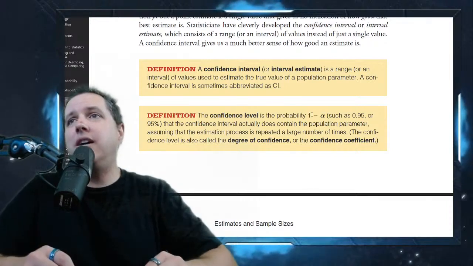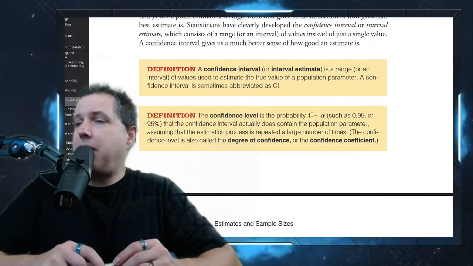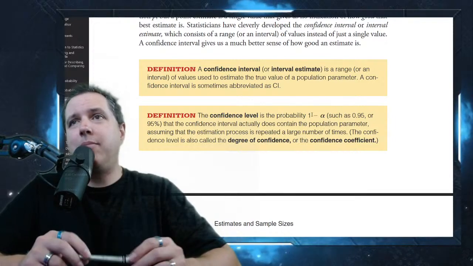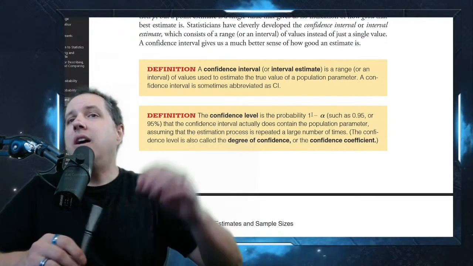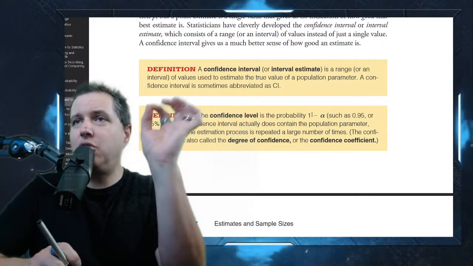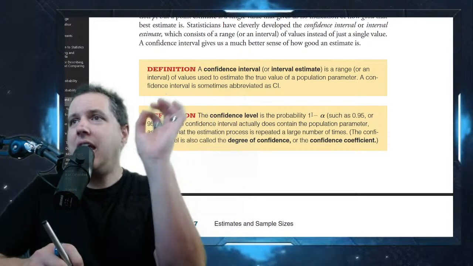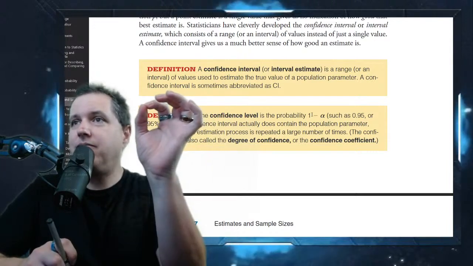So imagine the tobacco ban. Imagine I go into academic senate and I say, I am 98% confident that the proportion of students that support a tobacco ban is between 14 and 86%.